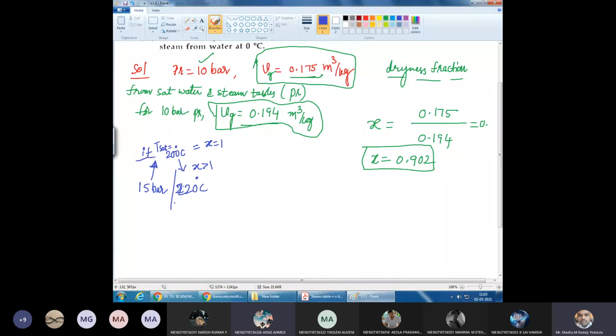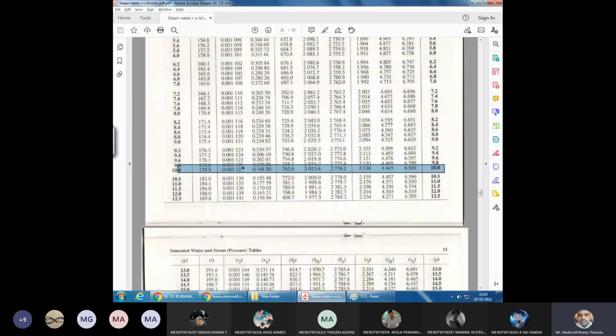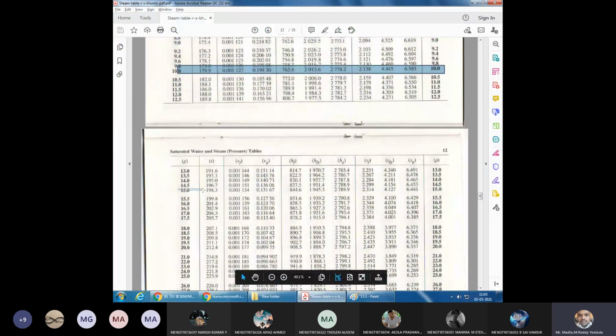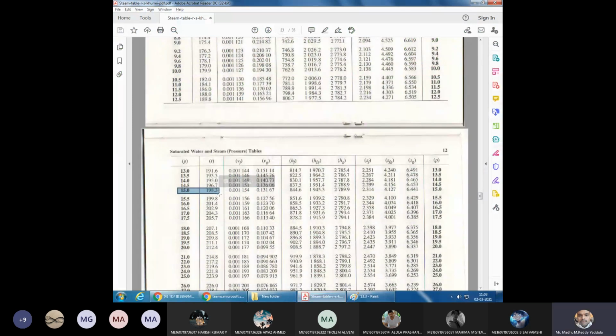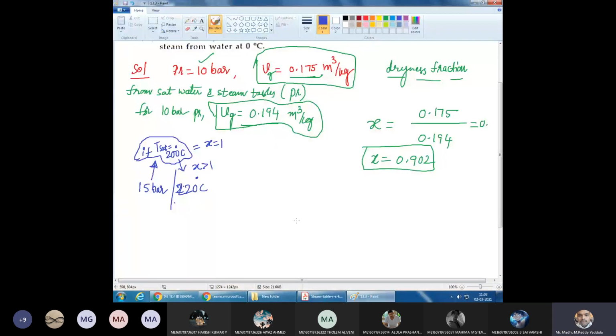Just for example, I am telling, right? We will check the saturation temperature from the table corresponding to 15 bar pressure. Look at the table. It is 198.3 degrees centigrade, right? Means if the saturation temperature corresponding to 15 bar is 198.3, the quality X is equal to how much?